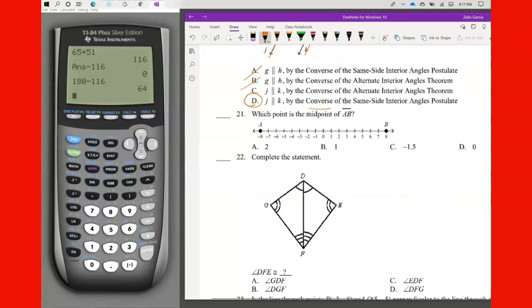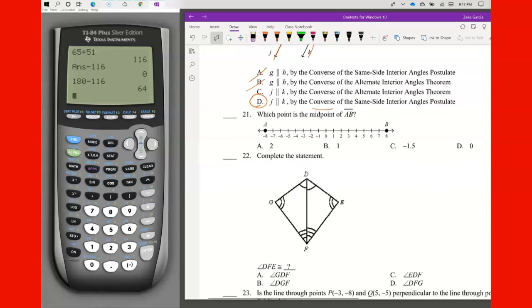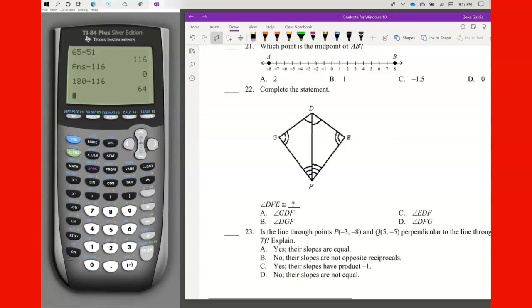21. Let me skip that for right now because I need some room to do 21. 22, complete the statement. Here's our triangle. We have angle D, angle F, and angle E. So we're going to have to start with angle D because angle D is congruent to angle D.